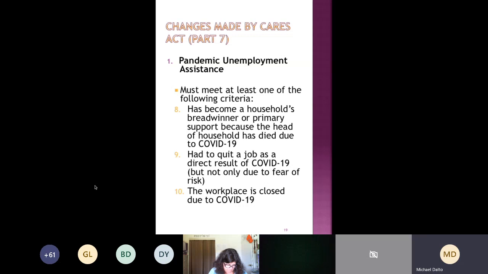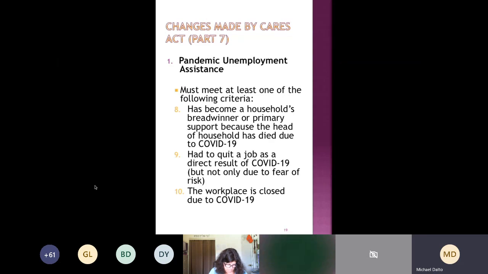And any more, Dallas? Yeah, we have one more. This one is from Gwen, who says, what if you are an essential employee and your employer has work for you, however, you are not wanting to work because of fear over COVID-19? Yes, that's going to be a condition number 9 issue, if you had to quit the job as a direct result of COVID-19.